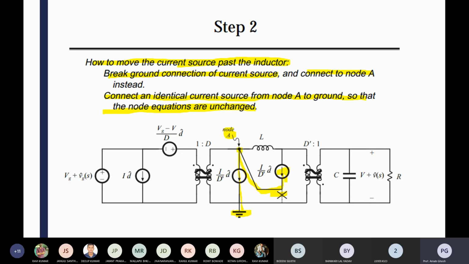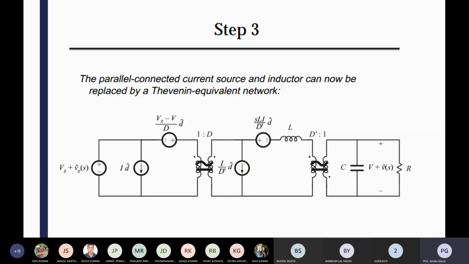Okay, so then what was your inductor there, so you can write the differential equation and calculate that value. Okay, so with the Laplace transformation you are directly getting that, and your current source will always be there. Now you are replacing it as per the Thevenin's equivalent network. Okay, so the parallel connected current source and the inductor can now be replaced by the Thevenin equivalent network. So directly you can calculate it from the Thevenin's equivalent network, and you are able to get that value.